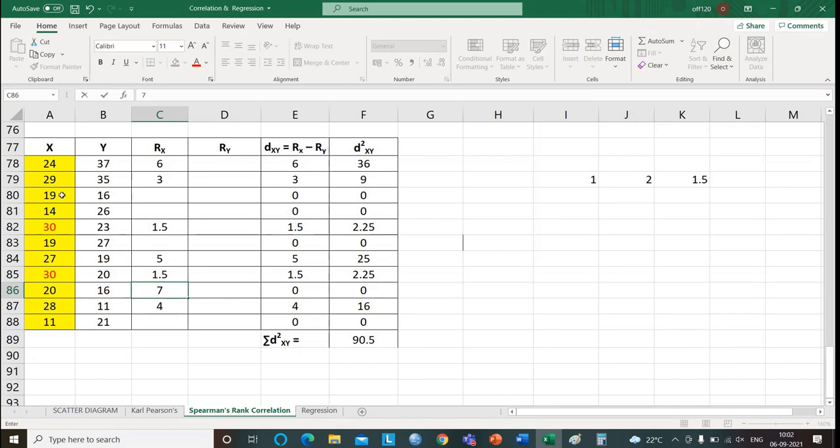Next, moving on to 19. The 19 is repeated twice. 19 and 19 both are repeated.